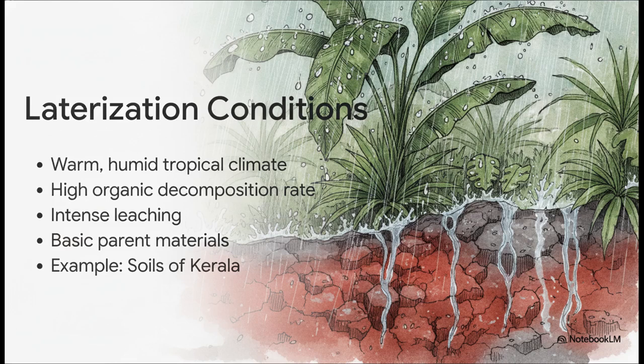Here, organic matter decomposes incredibly fast, and when you combine this intense heat and leaching with basic parent materials, something fascinating happens: desilication. The alkaline environment actually makes silica soluble, so the silica is just leached away. Meanwhile, iron and aluminum oxides are left behind, coating the remaining particles in these really characteristic red and gray colors.